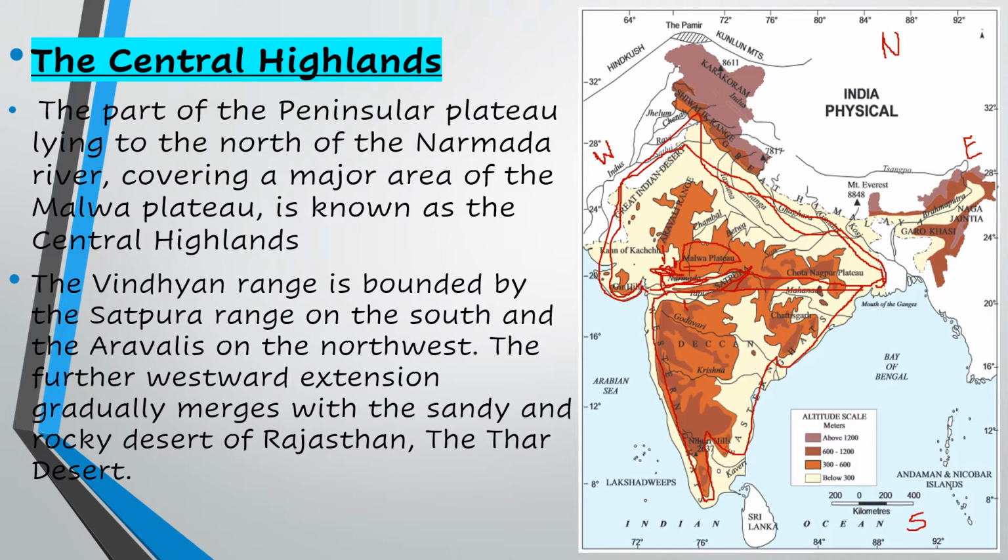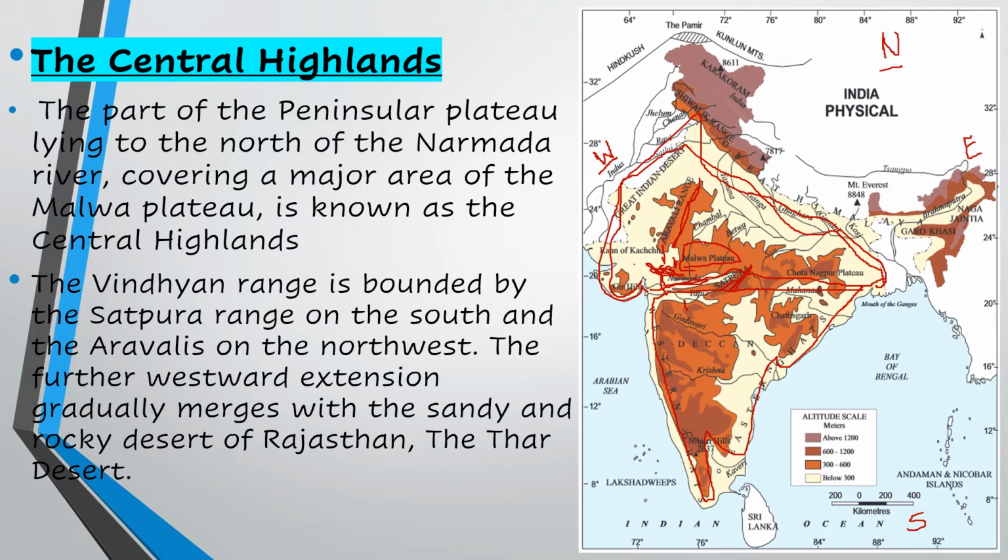Satpura ranges comes under Central Highlands. Now, the Vindhyan Range is bounded, that is surrounded, by the Satpura Range in the south and Aravallis on the northwest. You can see the Aravalli Range. Why is it northwest? Because it is coming under north and it comes under west. That's why it is called northwest. And Aravalli is in the northwest.